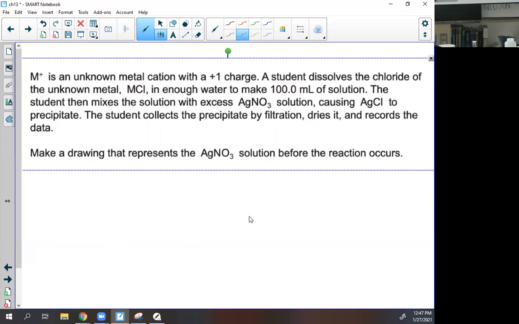Okay, so what I want you to do is draw a picture of this solution before a reaction would occur. Try it. Read that. There's numbers and stuff. The numbers don't necessarily matter for this particular part of this question. This would be a multi-question question on the AP test.